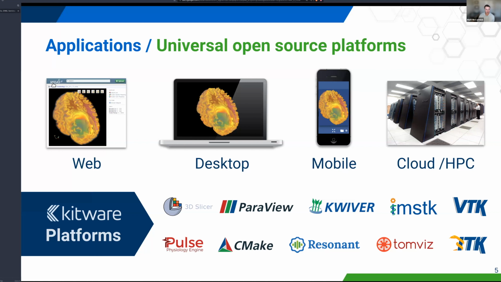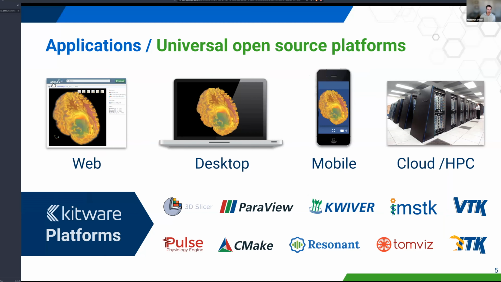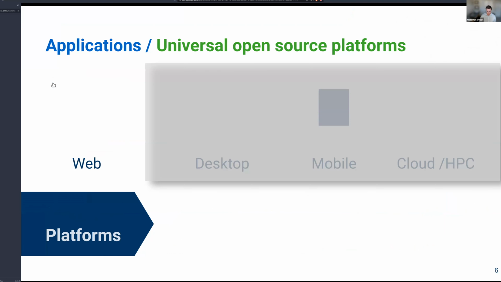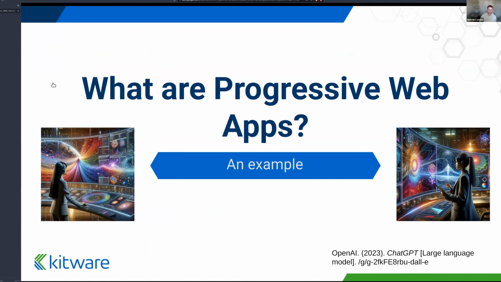It evolved a bit to be working on mobile, working on cloud and HPC beyond just the desktop. And more recently, it means the ultimate universal platform, which is the web platform as it's known. So today I'm going to focus a bit on the web platform and specifically the idea of progressive web apps for bioimaging.